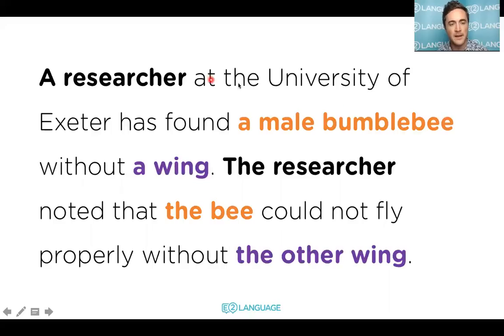Here we go. So we've got a researcher, the researcher. We've got a male bumblebee, the bee. Here we've got a wing, here we've got the other wing. You can see that the first time we mention a single noun, we go from a thing to the thing. A thing, the thing, a thing, the thing. That's how these nouns work.